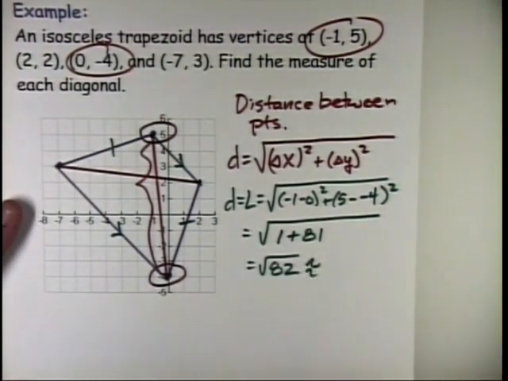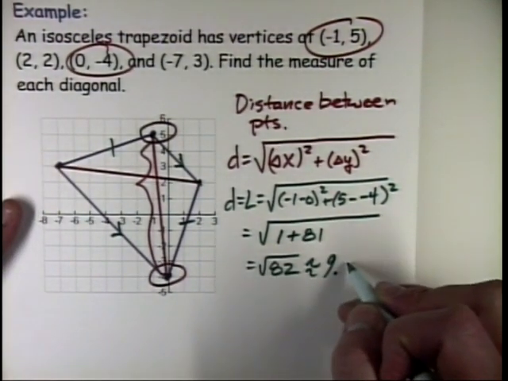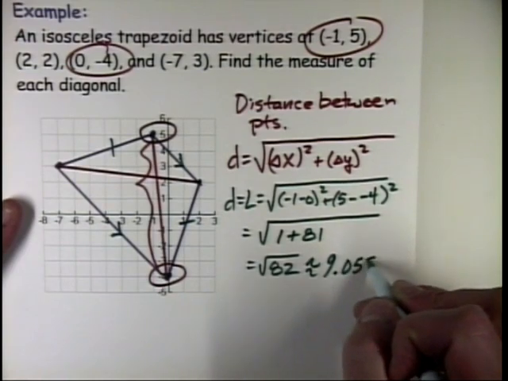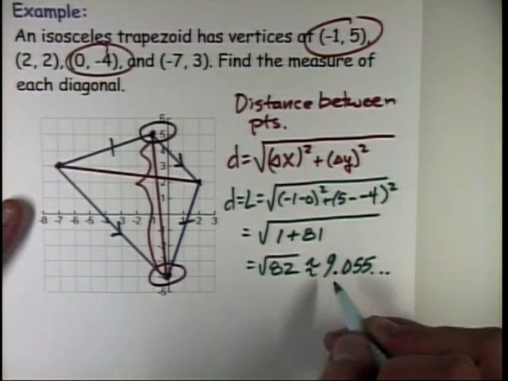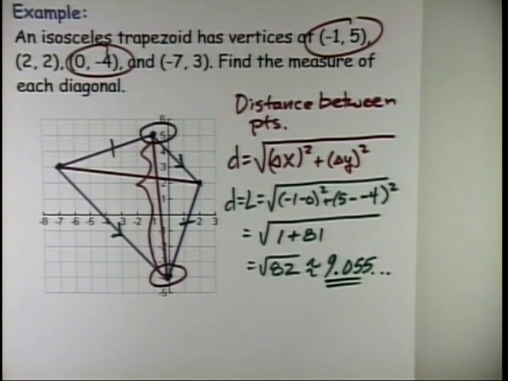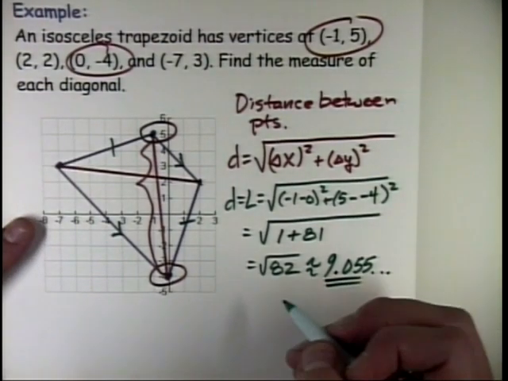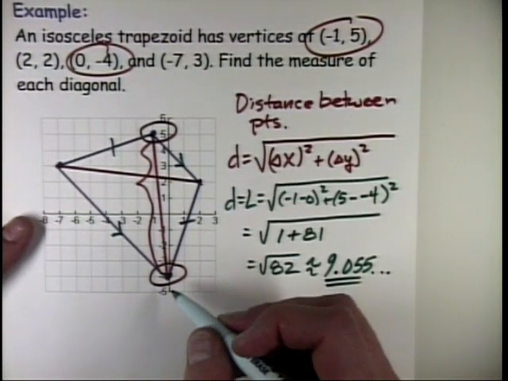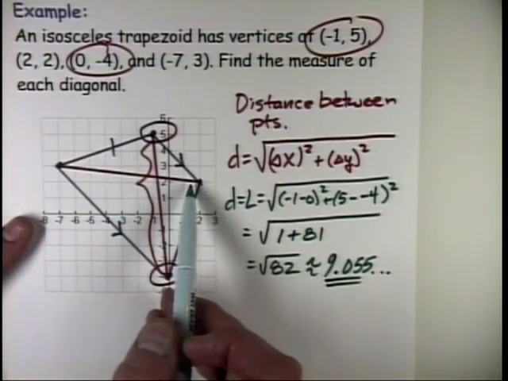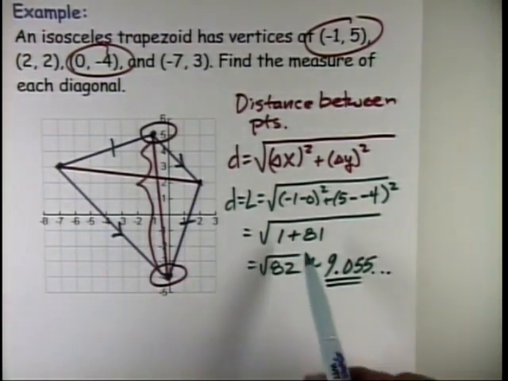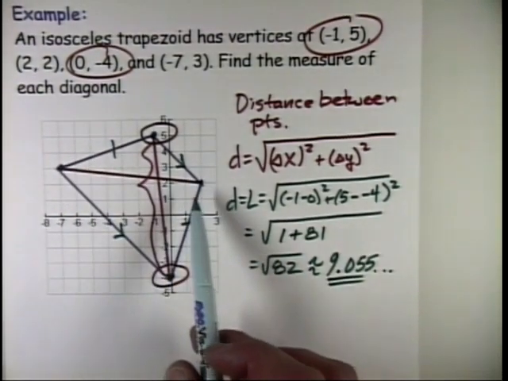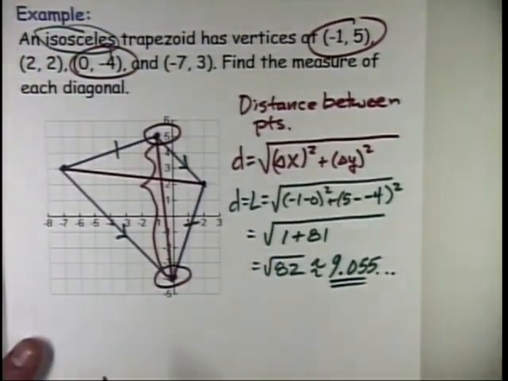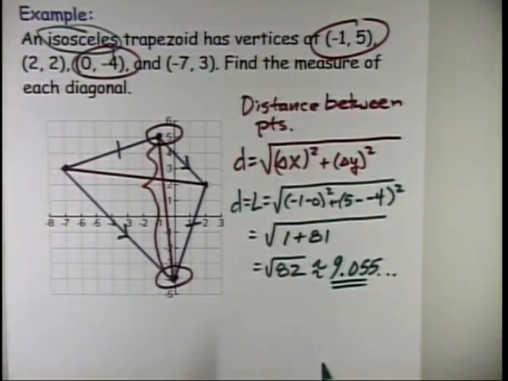Pull it out and punch it in, and you can see that it's approximately 9.055... It keeps on going. So that gives you an idea of what it is. Now that happened to be the length of this diagonal, but it's also the length of this diagonal. And you could verify if you had more time by doing the distance formula between these two points. But if it's an isosceles trapezoid, and I'm confident with my calculations, that should be the answer for both.